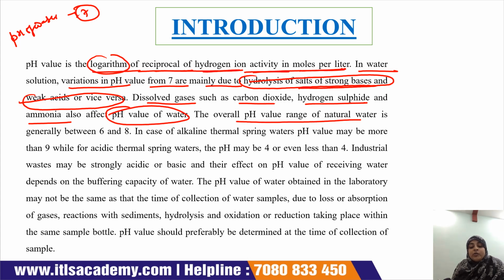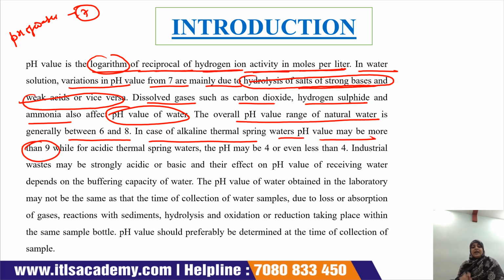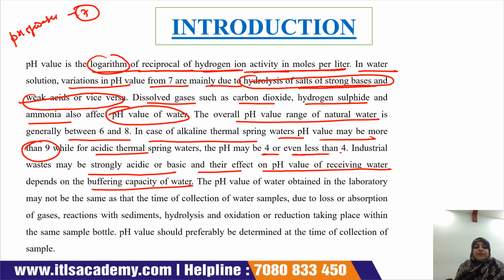But the overall pH value of natural water is between 6 and 8, and in the case of alkaline thermal spring water, the pH value may be more than 9. For acidic thermal spring water, the pH value will be 4 or less. Industrial waste also affects the pH of water, which may be strongly acidic or basic, and its effect on the pH value of receiving water depends totally upon the buffering capacity of the water.